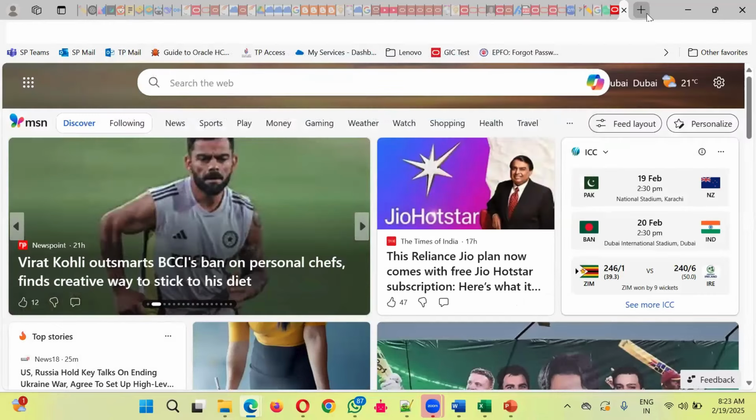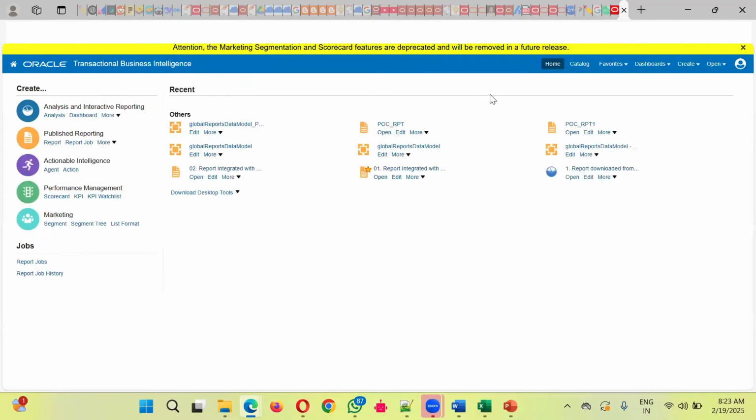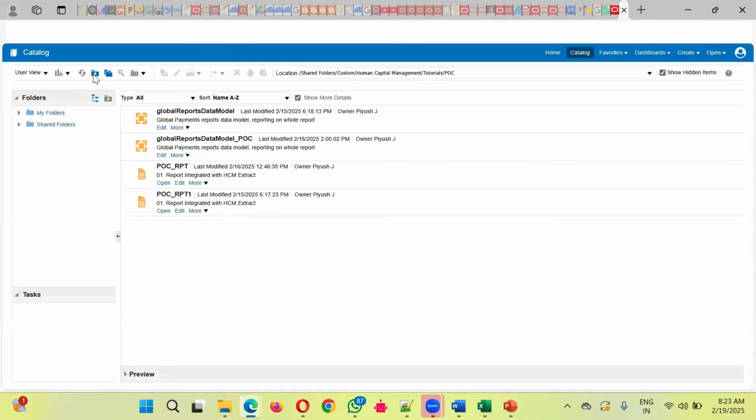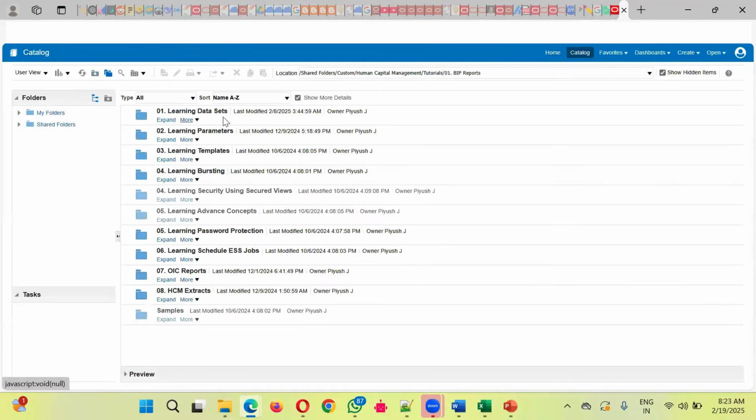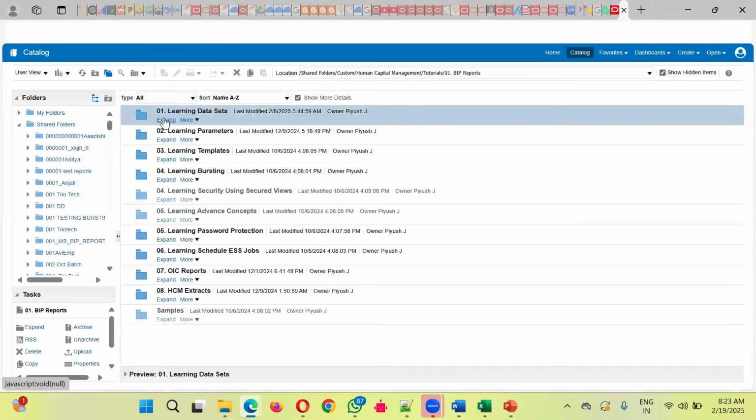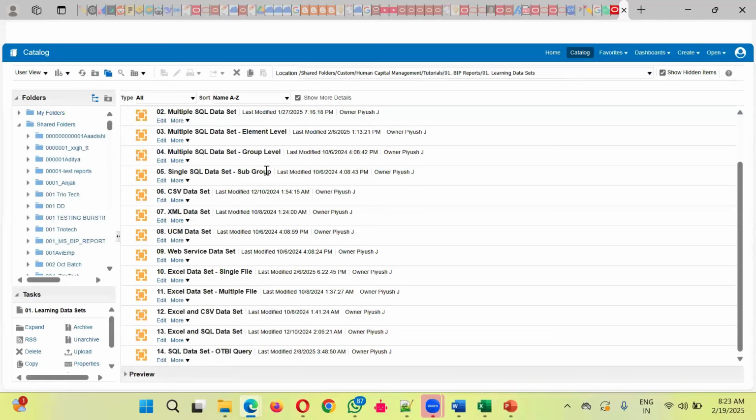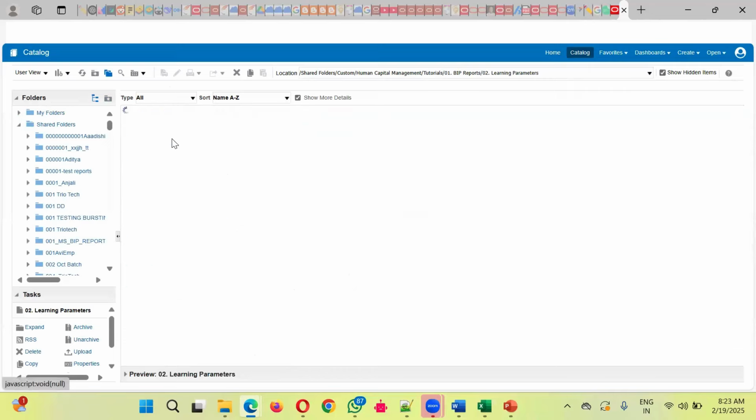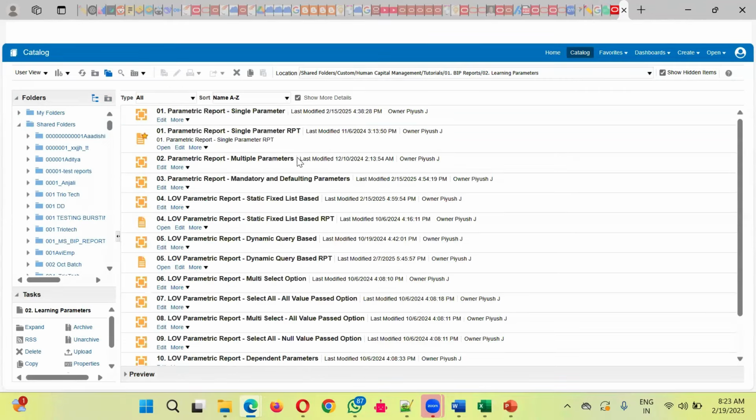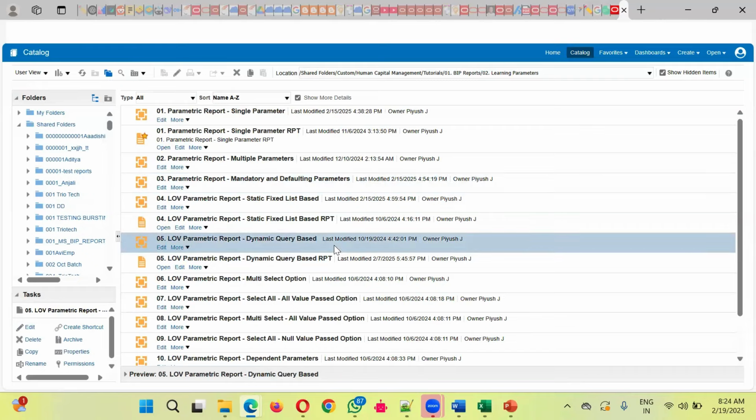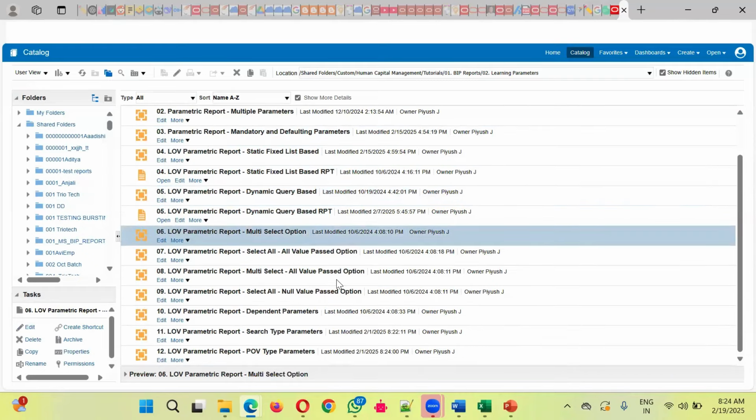In the BIP server also, guys, whatever technology we are supposed to learn, BIP report, OTBA report, HCM extract, for each of those technologies, whatever concepts are currently offered by Oracle, everything we are going to cover. See, in BIP report, there is one concept called data set. We have all these data set examples, all different sorts of data sets, each with a separate example. To learn about parameters, how we define the parameter, single parameter, multiple parameters, how to make a parameter default or mandatory, how to make a dynamic query parameter, how to select different options.